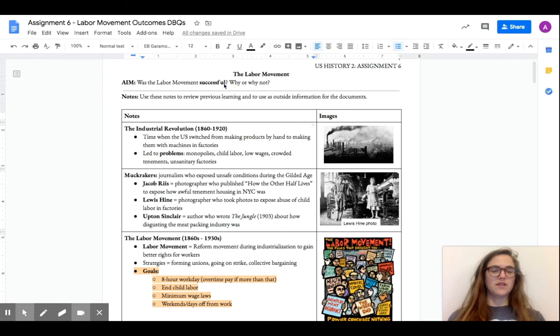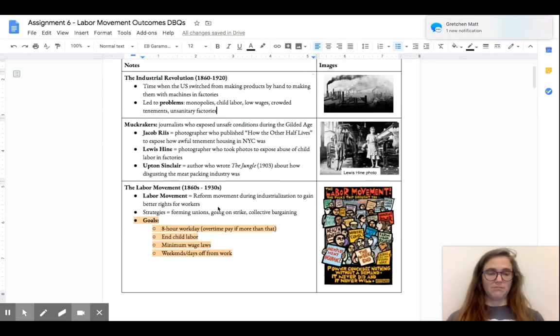As a result, a couple of different groups developed to fight against these problems. One was muckrakers, journalists who tried to publish how awful these conditions were. We looked at a few of those, but mostly today what we're looking at is the labor movement. That is a reform movement that took place during industrialization to try to gain better rights for workers. They tried to fight for their rights by forming unions, going on strike, and using collective bargaining, negotiating with their bosses in big groups with their unions, and coming together to fight for their goals.